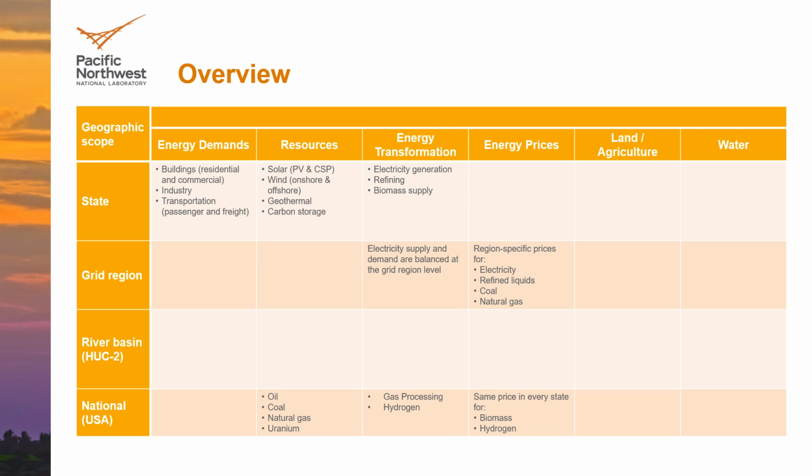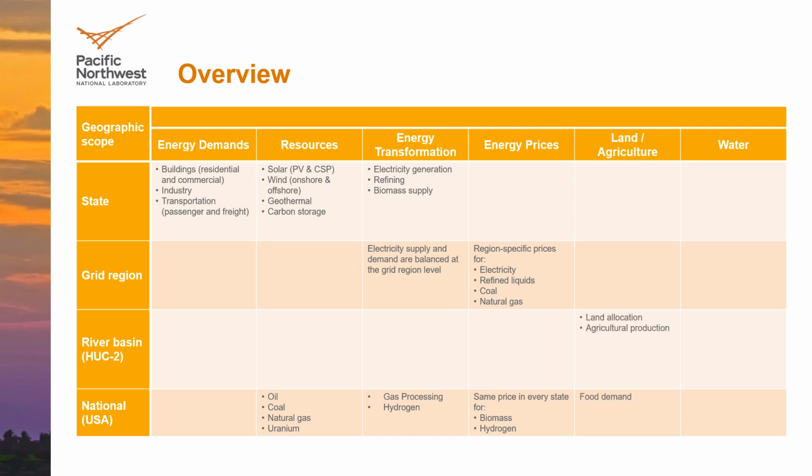Because electricity supply and demand are balanced at the grid region level, electricity prices are differentiated by grid region. Fossil fuel prices are also differentiated at the grid region level, with cost adjusters derived from historical data that are held constant into the future. End-use sectors in all states face the same prices for hydrogen and biomass.